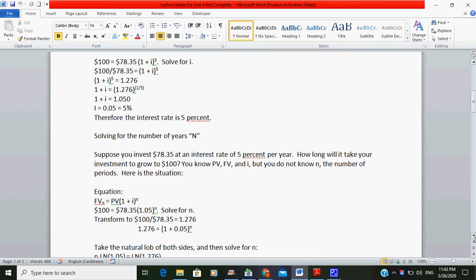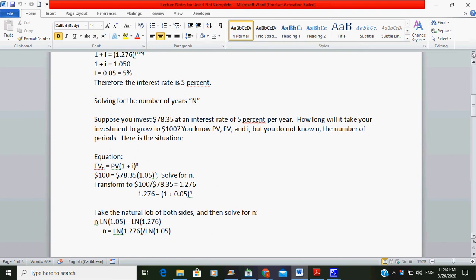Solving for n, the number of years. Suppose you invest $78.35 at an interest rate of 5% per year. How long will it take your investment to grow to $100? Now, you know the present value, which is 78.35, the future value, which is $100, and the interest rate I, which is 5%. But you don't know n. The number of periods is what we want to find.